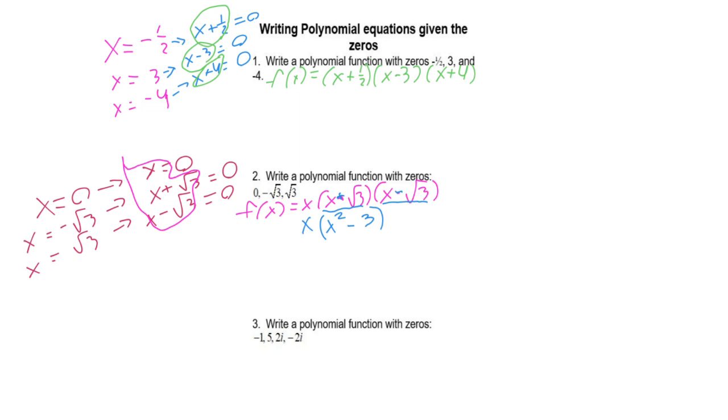Now, you could leave it here, or you could take it one step further if you want to, because at this point, all we have left from standard form is to distribute that x value to give us x cubed minus 3x. So you can leave it as x times x squared minus 3, or you can take it all the way to standard form with x cubed minus 3x. Either one of those would be appropriate. Either one would work.